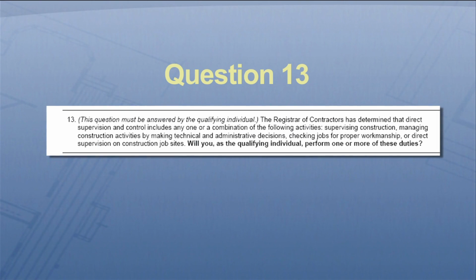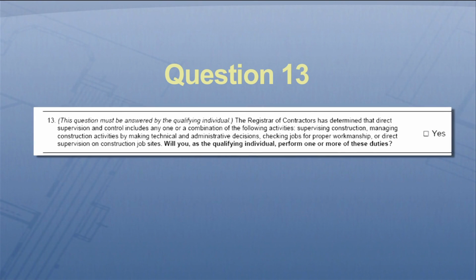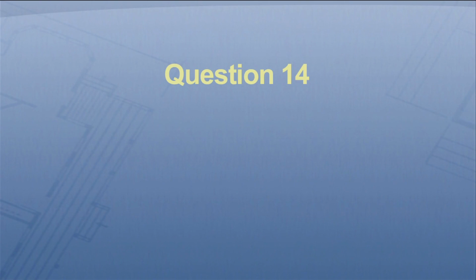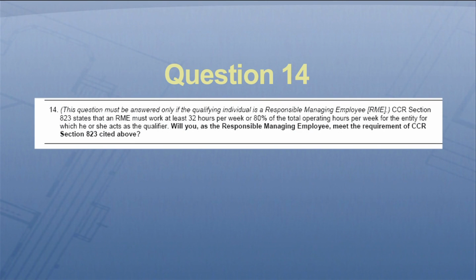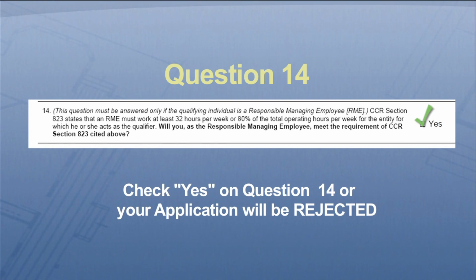Question 13 only pertains to the qualifying individual listed on the application and has to do with the level of supervising management the qualifier will have to provide for the license. Here's a hint. If you check no for this question, your application will be rejected. Question 14 should be answered by the qualifier only if they are a responsible managing employee or RME. Check the box if you will work at least 32 hours per week or 80% of the time per week for the business. In other words, check yes or your application will be rejected.